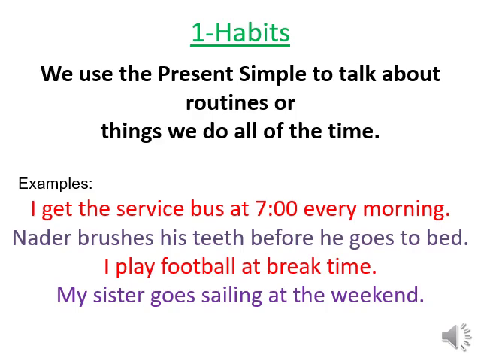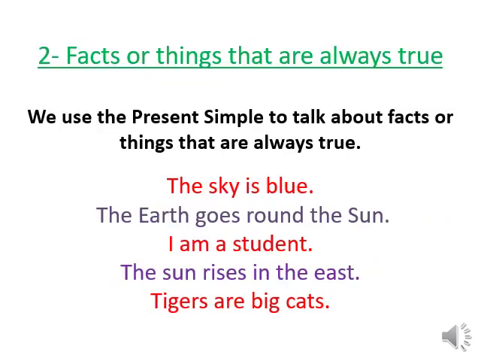Examples: I get the service bus at 7 every morning. Nader brushes his teeth before he goes to bed. I play football at break time. My sister goes sailing at the weekend. Again, we use the present simple tense to talk about facts or things that are always true.